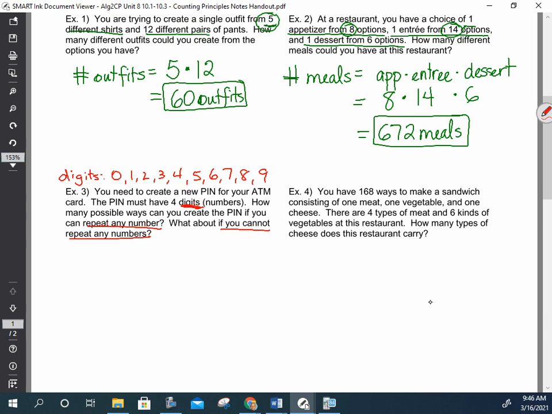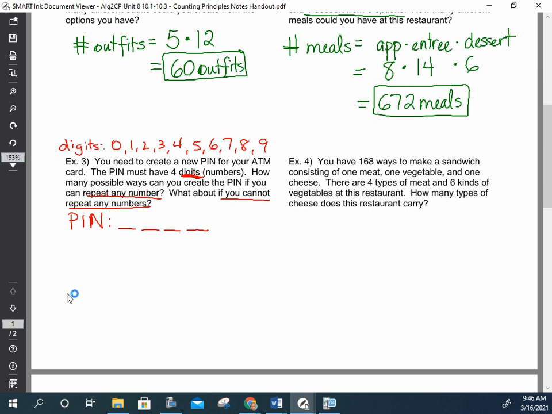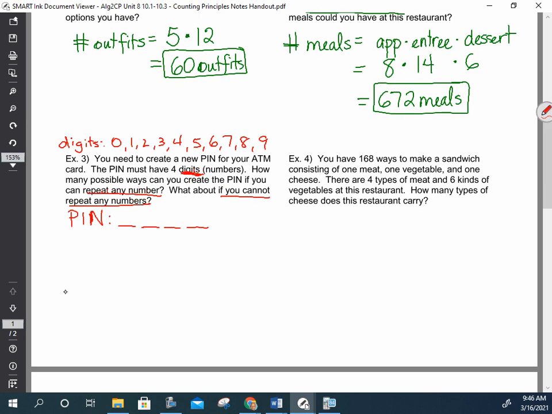So you have a PIN. So you have 1, 2, 3, 4 numbers. So they asked you this problem 2 different ways, so that means we're going to be solving it 2 different ways. So, let's start with repeating.